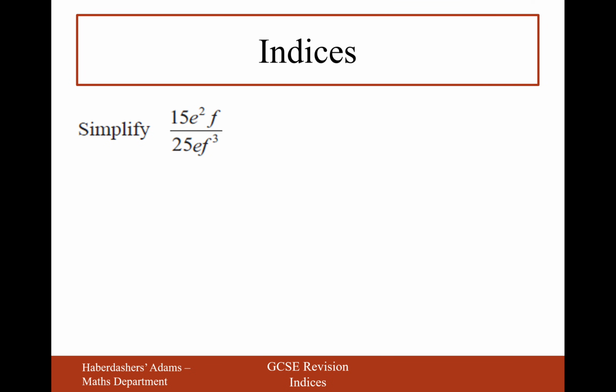Right, so what I'm going to do here is I'm going to treat this as a simplifying fraction question rather than an indices question. Let me show you what I mean by that. I'm going to think of 15 as 15, then it's going to be times e squared, that would be e times e, and then times f. Over, then it's going to be 25 times e times f times f times f. And I'm going to have a look at what I can simplify on the top and the bottom.